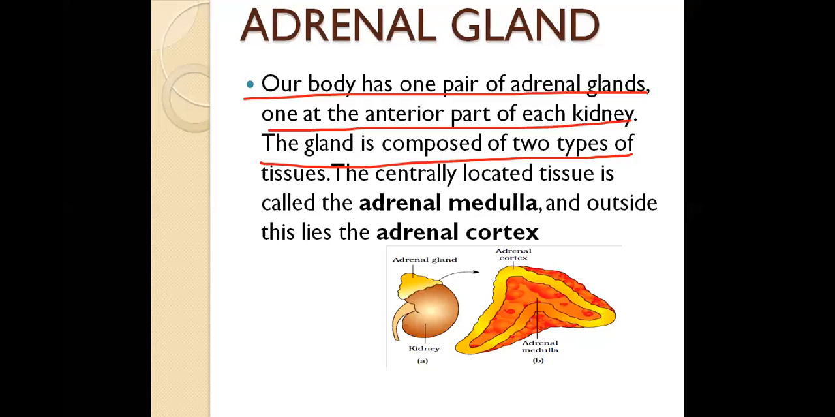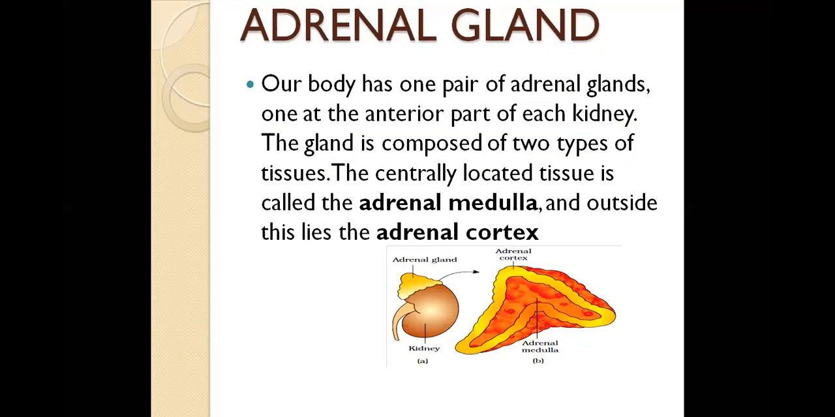What are they? The centrally located adrenal medulla, and outside that lies the adrenal cortex. This one, this is the adrenal medulla I'm talking about, and these are the adrenal cortex. Adrenal cortex outer and inner adrenal medulla. So simply we say the adrenal gland is composed of cortex and medulla.